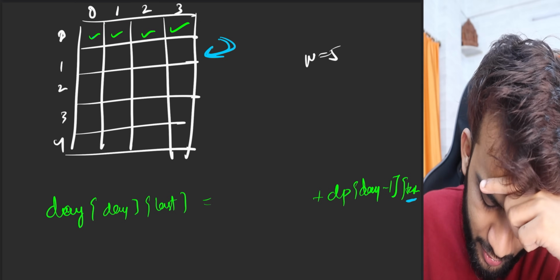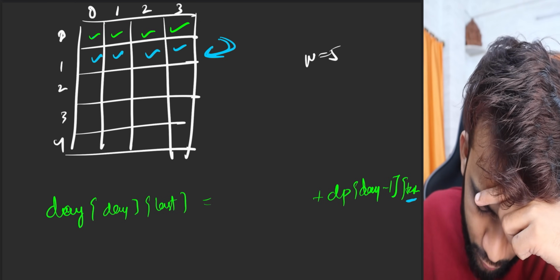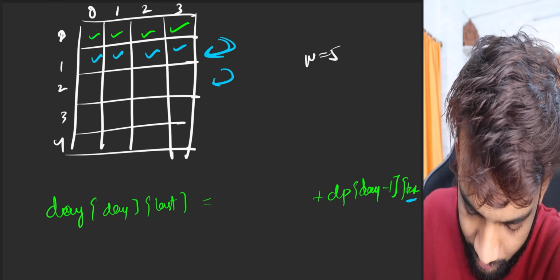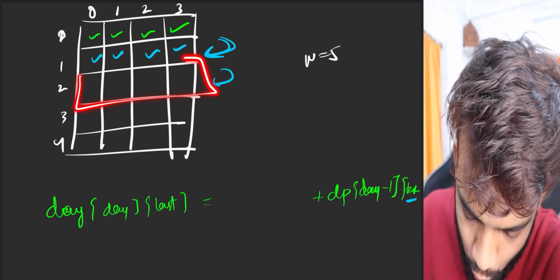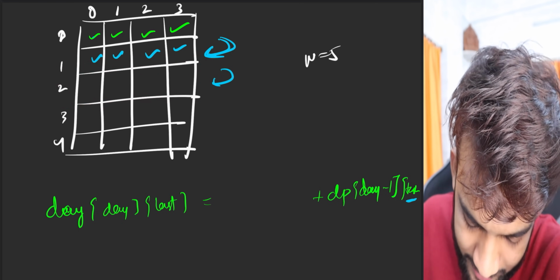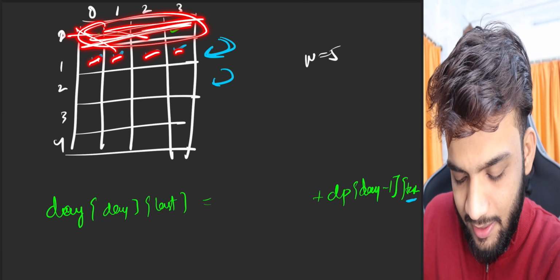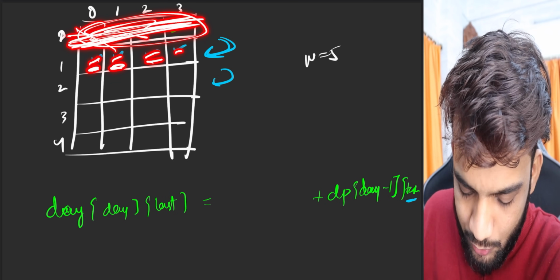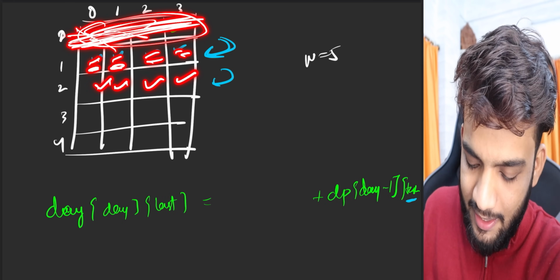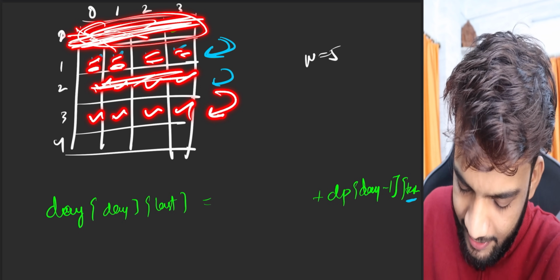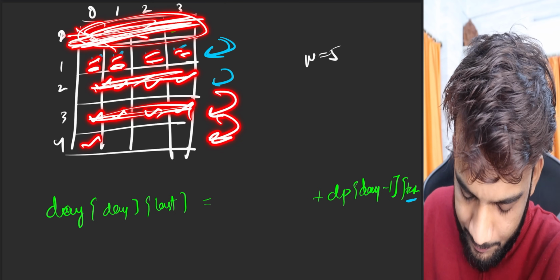So assume you computed these guys, and then you move to the next day. When you are trying to compute row 2, you just require these values. There is no more requirement of these guys. Using these values, you can compute these guys. Then again on the next, using these values, you can compute these guys. Then again on the next, using these values, you can compute these guys.